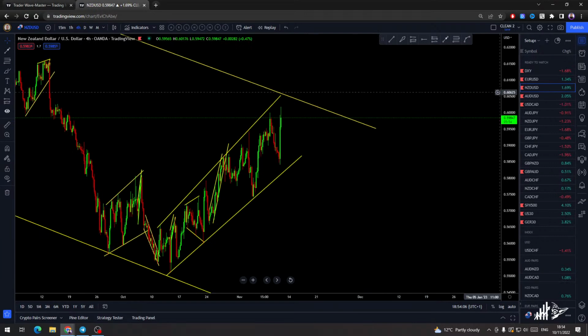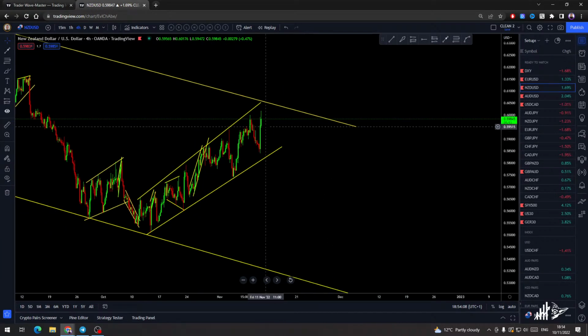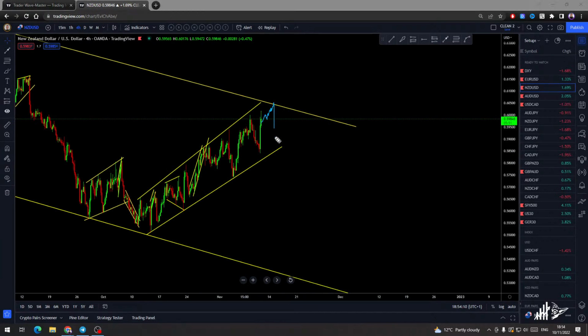Same there, New Zealand USD. It's a similar thing. It can struggle over there, and then we have to catch it. These are the big moves for the end of the week. Dollar. So these are the moves because I'm expecting dollar to rise. Then I expect euro dollar down, New Zealand down, Aussie down, USD CAD up. Okay, these are my expectations.